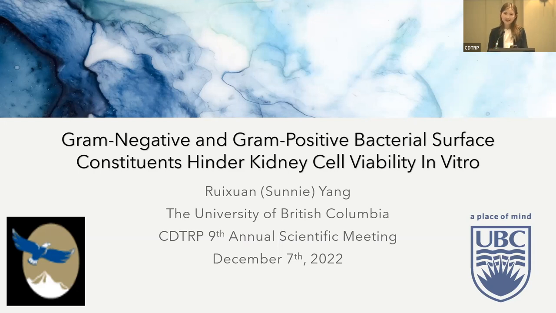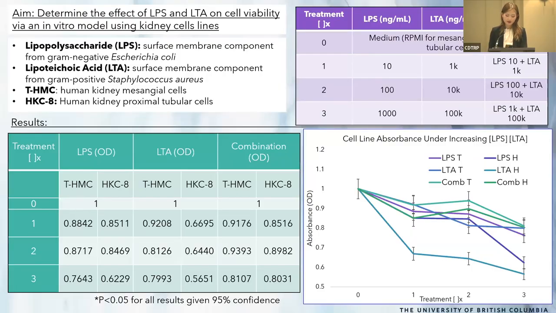Hi, everyone. My name is Sunny. Thank you for coming here today to listen to my research about the microbiome and its influence on kidney viability. Understanding the interactions between microbes and tissue is vitally crucial given the growing importance of the urinary microbiome. Lipopolysaccharide, LPS, is an abundant gram-negative surface membrane component known to trigger strong innate immunity, while LTA, lipoteichoic acid, has been argued to be the functional equivalent in gram-positive bacteria.